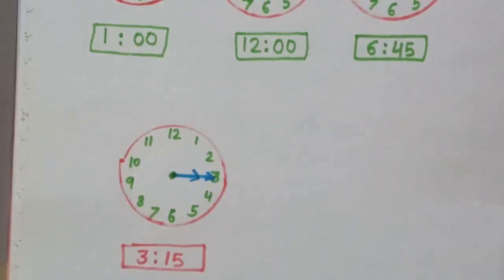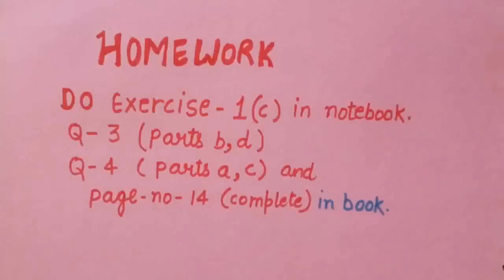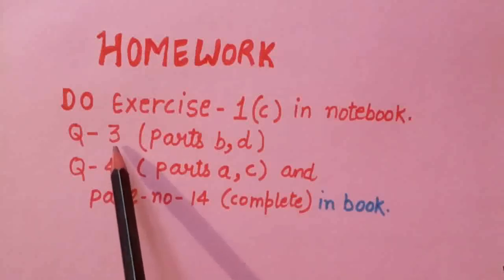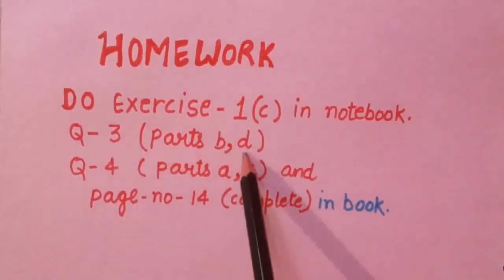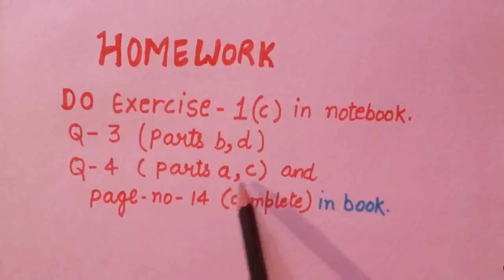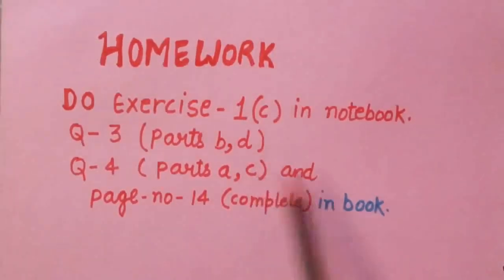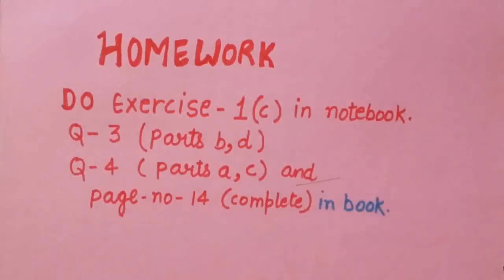Okay children, so here we have done this exercise. Now let us take your homework. Okay children, so this is your homework. Do exercise 1C in notebook. And these are the parts. Question number 3, parts B and D. Question number 4, parts A and C. And page number 14, complete in book. Okay children, so this work you have to do in your notebook till here, and page number 14 you have to do in your book.